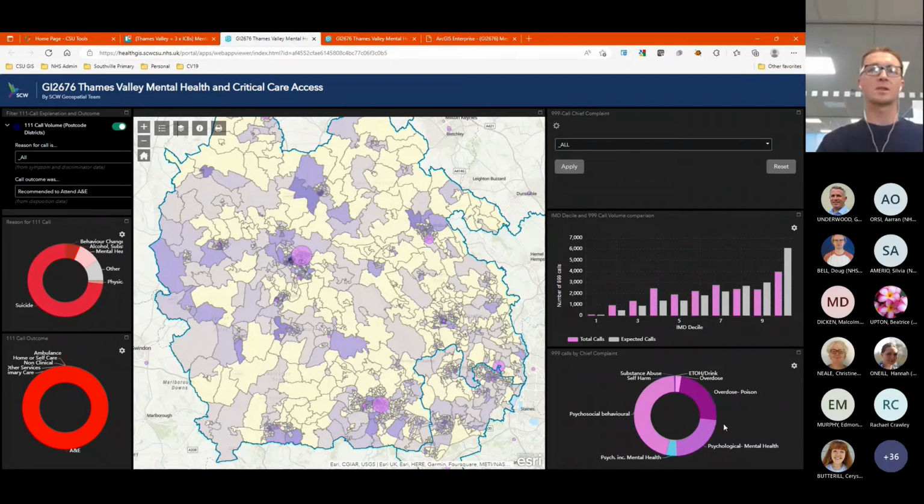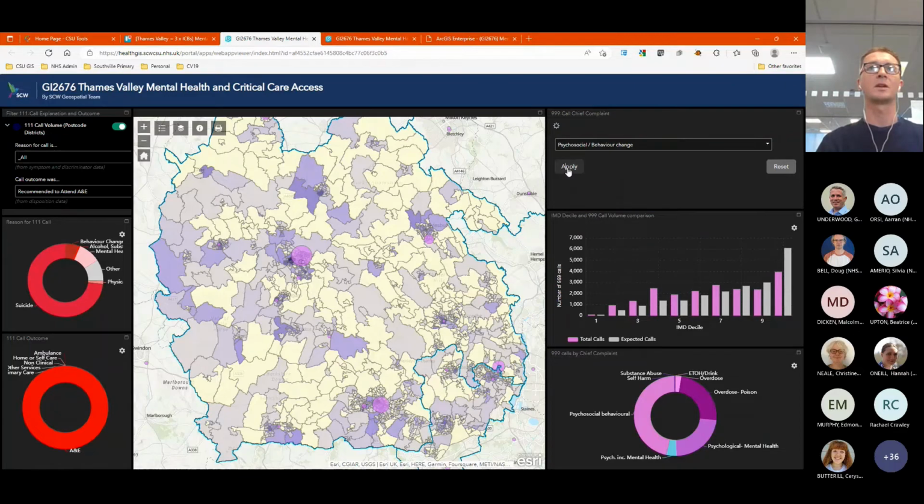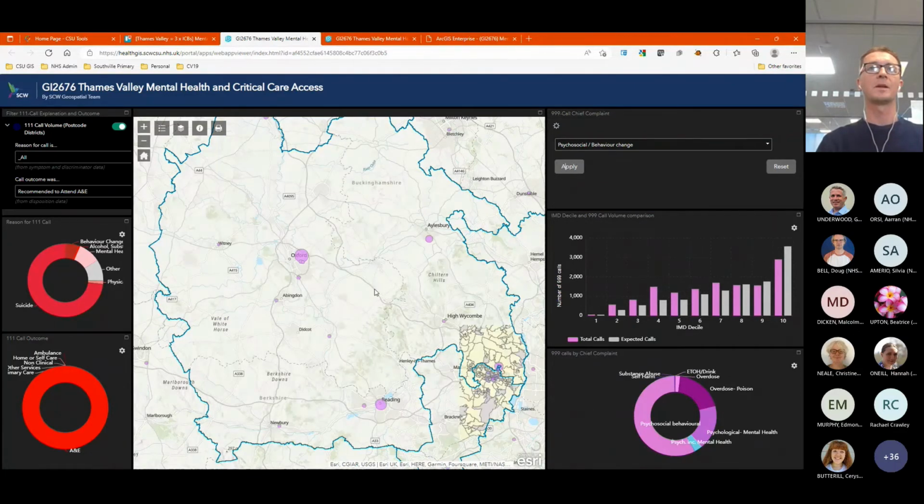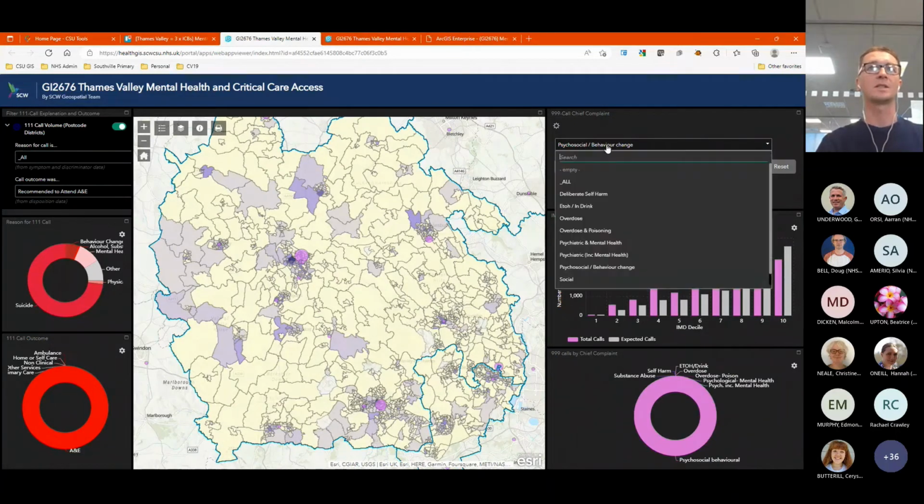So we've got categories like overdoses, psychological mental health, psychosocial issues, or substance abuse is a smaller wedge of the pie there. And again, we've got filtering technology, so you can click on a single one. So if we click on psychosocial behaviour change, apply the filter. Just like before, the map is completely redrawn, so you get a different heat map, you get different graduated points showing where everything's dealt with, and a different pie chart as well. So you can sort of delve into the data.